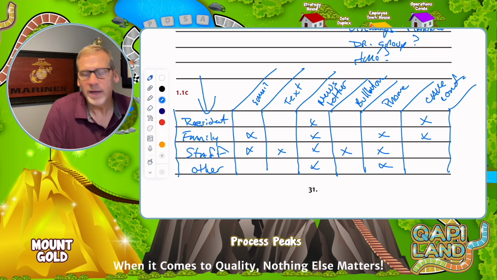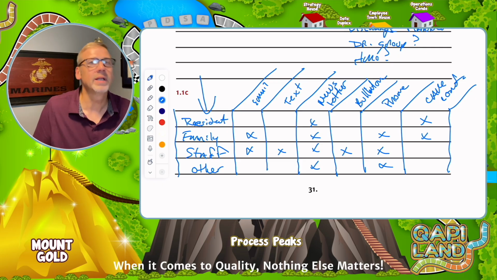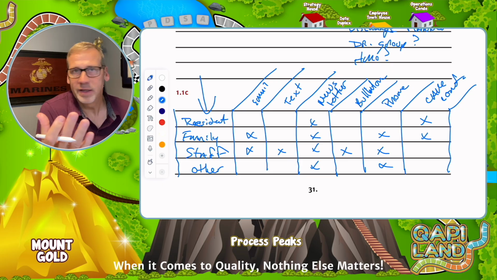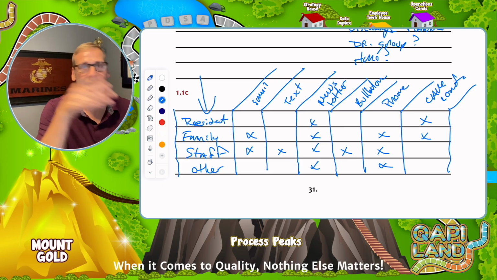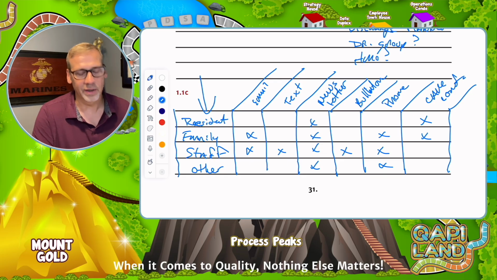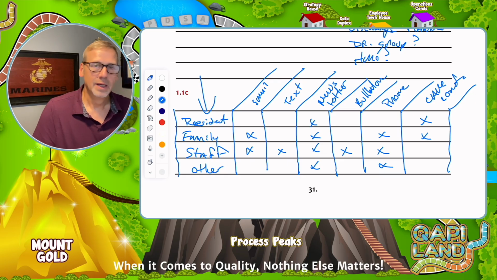You don't have to have four, by the way. The residents, family, and staff is fine. You can add discharge, but you can add anybody you want. Just make sure whoever you add, you're answering all these questions for every one of your customers.